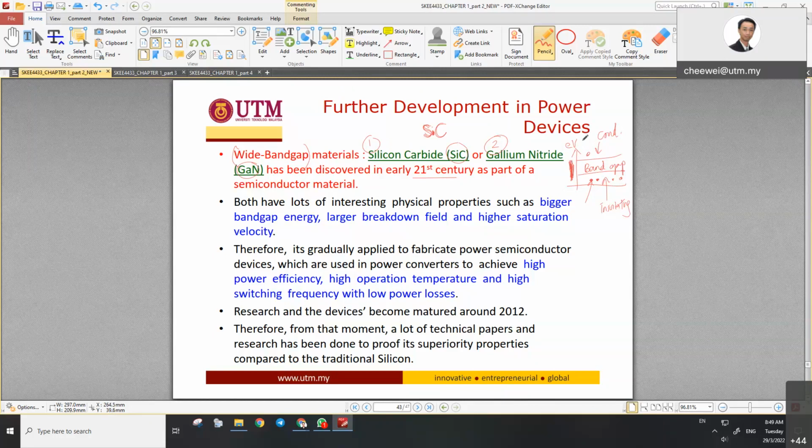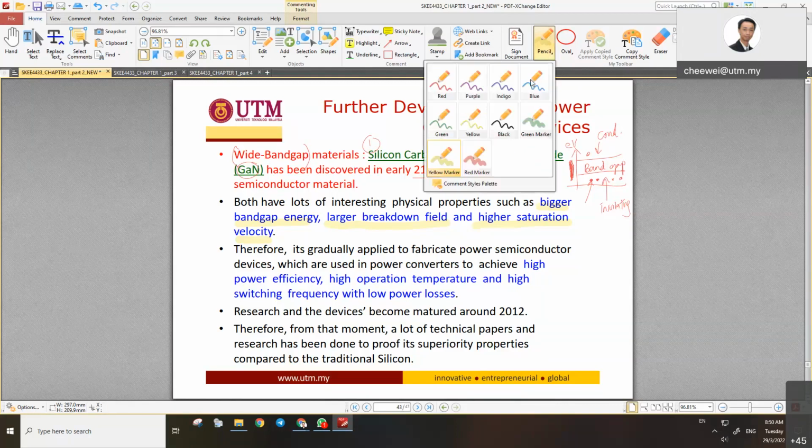So what is the benefit of having a large, wide band gap? Anyone? It's given in the slide. Okay, here: bigger band gap energy, larger breakdown field, higher saturation velocity. These are the features or characteristics of these two friends, or what we know as wide band gap materials, silicon carbide and gallium nitride. What are the characteristics again?